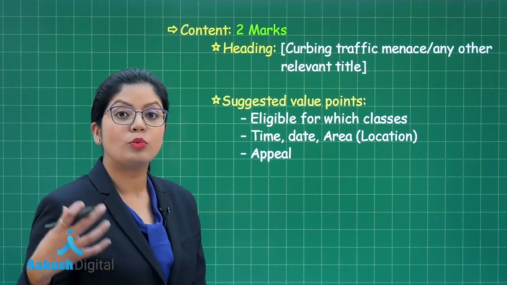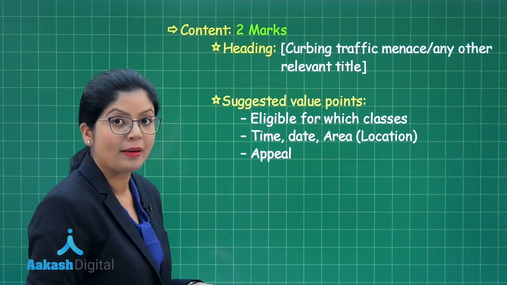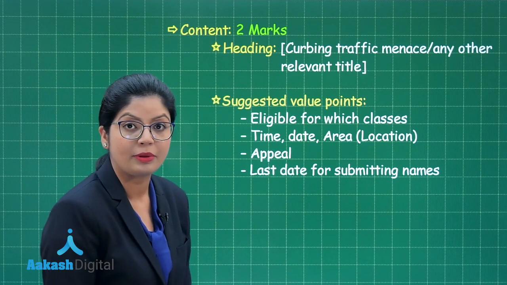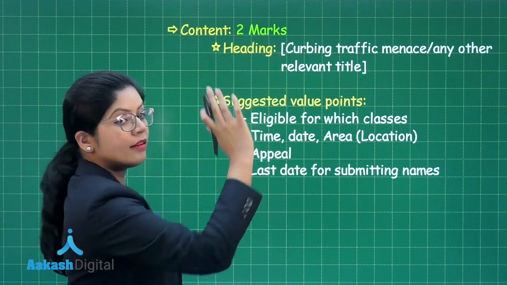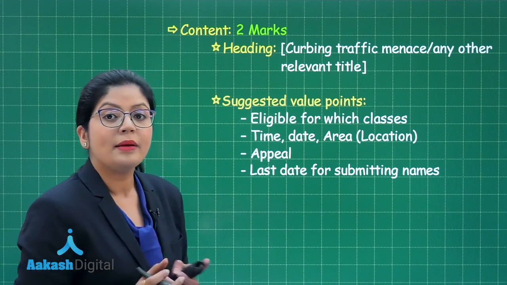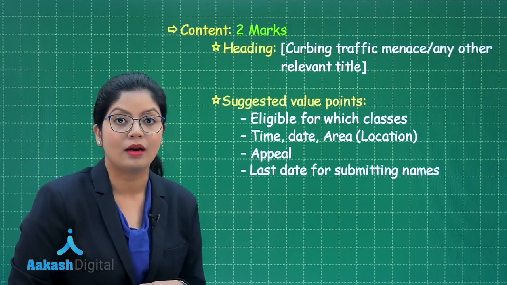This appeal has to be gathering attention of people because it's a notice format. And lastly, I'm supposed to mention the last date for submitting names. Once I do that, I make sure that my content acquires 2 marks of my writing. What am I left with now? That gives me 1 final mark in this entire 4-mark section.